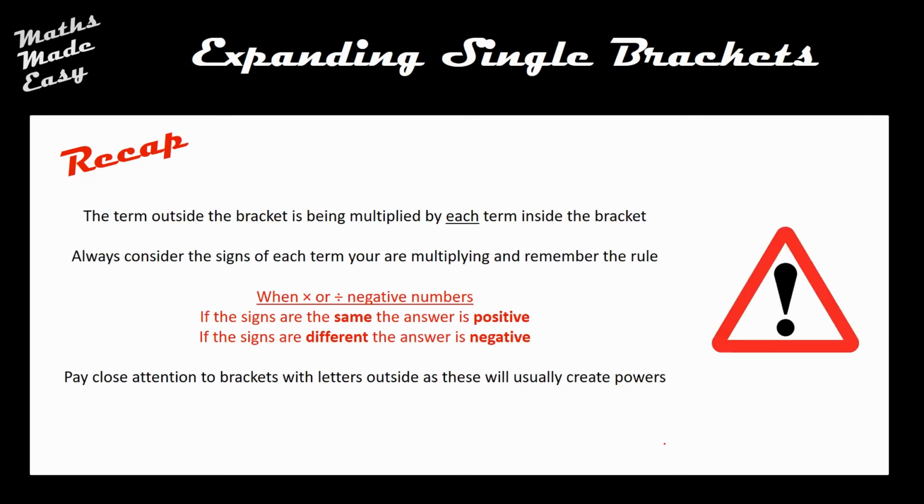Let's just recap what we've looked at so far this video. The term outside the bracket is being multiplied by each and every term inside the bracket. Don't forget to multiply by one of those. Always make sure you're thinking about the signs of every term so that we don't get any issues with negatives. And also let's remember our rules of multiplying or dividing by negatives. Think about the signs. If they're the same, your answer is always positive. If they're different, your answer is always negative.